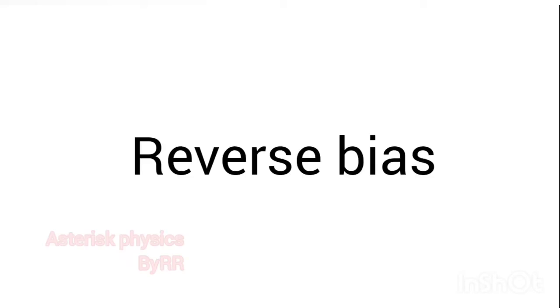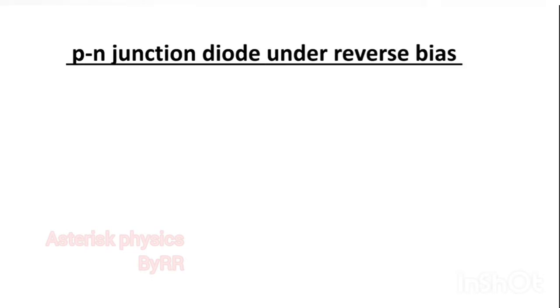In this video, we will discuss reverse bias. So, PN junction diode under reverse bias. In the last video, we have seen that a diode can be connected to an external source in two ways. One is forward biasing, the second one is reverse biasing. Now let us see what is reverse biasing.